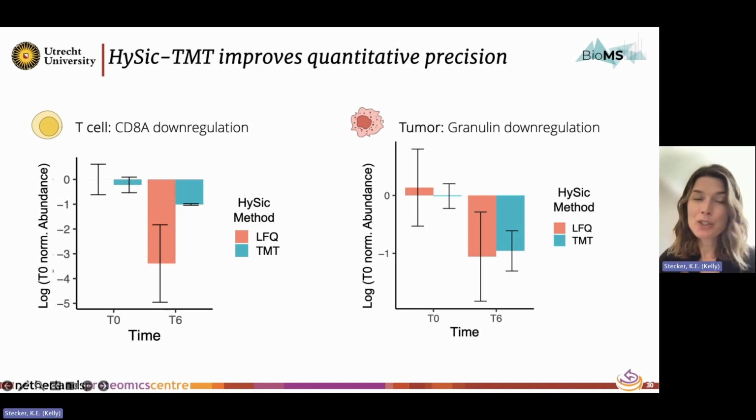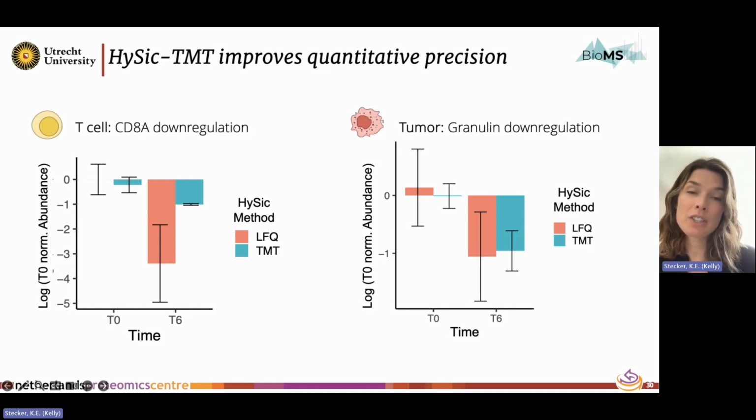Finally, I want to just show that we are able, with this HiSeq TMT approach, to extract regulation of proteins as we expect. And I'm comparing it here to the HiSeq LFQ data in red, and the HiSeq TMT data is in blue. And on the left, I'm showing again the CD8A protein downregulation, which I showed before. And here in the HiSeq TMT data, you can see we see a similar trend, but the variation between the biological replicates is far smaller. This is also true on the tumor side.